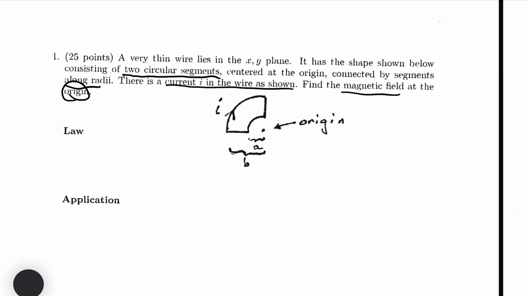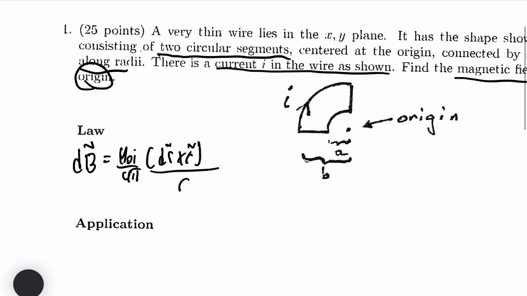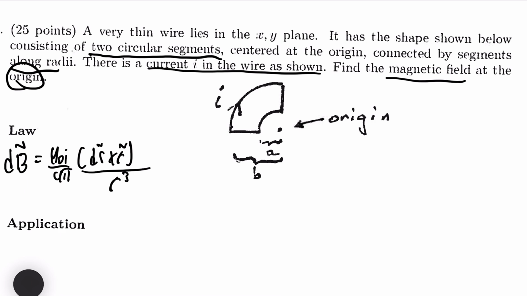at the origin. Anytime we want to find the magnetic field for weird objects like this that are not straight lines or solenoids, which are coils, we're going to use Biot-Savart's law, which is dB is equal to mu naught I over 4 pi, ds cross r over r cubed, where ds is the length element and r is the r vector from ds to the point of interest.